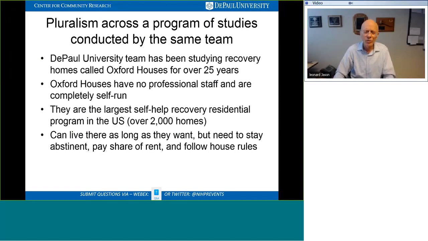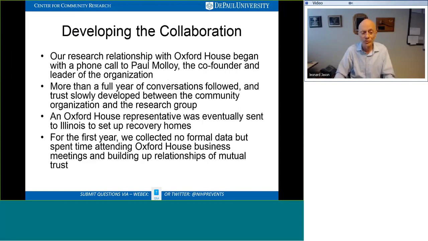Pluralism also can occur across programs of studies conducted by a team, and I'm going to give today 2 examples of 2 different types of research and how these types of mixed methods were used. First, I'm going to talk about the Paul University team that has been studying recovery homes called Oxford houses for over 25 years. Real briefly, Oxford houses have no professional staff and are completely self-run. They're the largest self-help recovery residential program in the U.S. There's over 2,000 homes. And a person can live in these homes as long as they want, but they need to stay abstinent, pay their share of rent, and follow house rules.